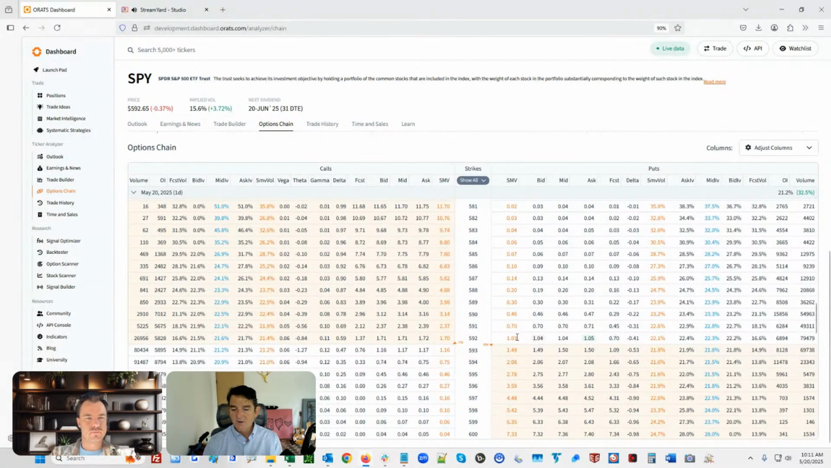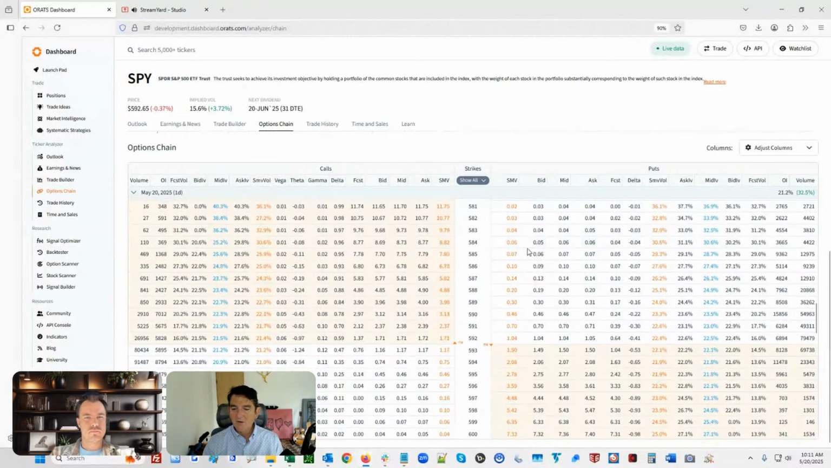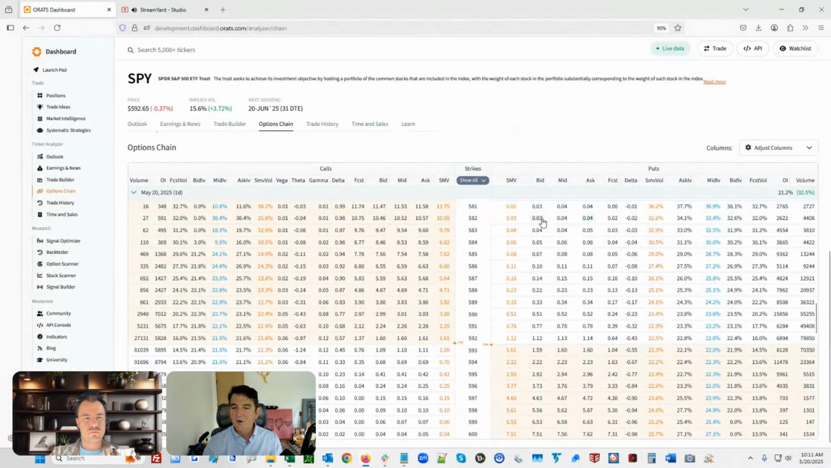Hmm. So that is what the SMV is kind of saying right here. And we're going down, and okay, this is a good one. So the 582 are 3 cents at 4 cents. We have them worth 3 cents. This one has to be worth less, but this is the same. It's 3 cents at 4 cents. We have them worth 2 cents.